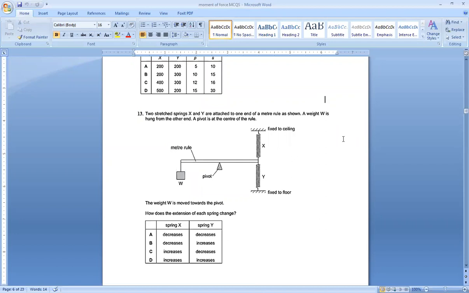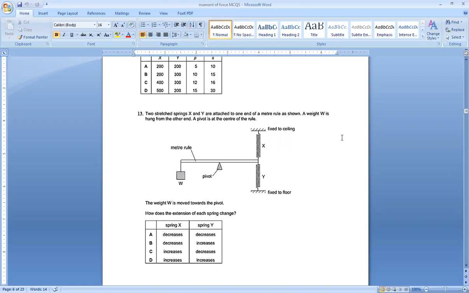Now, as we move the weight towards the pivot, the moment of the weight decreases because we are decreasing the perpendicular distance between the weight and the pivot. As W is moved towards the right, its moment about the pivot decreases. So this downward moment decreases. So definitely the meter rule tends to move downward on the right side. So if it moves downward, X will stretch and Y will contract.